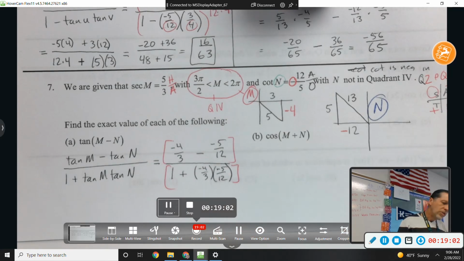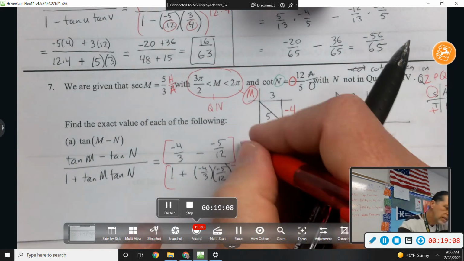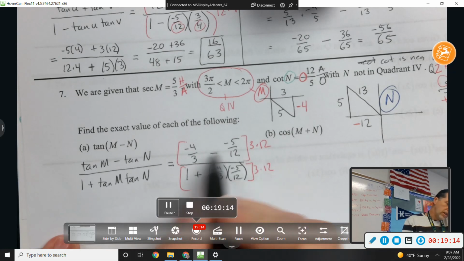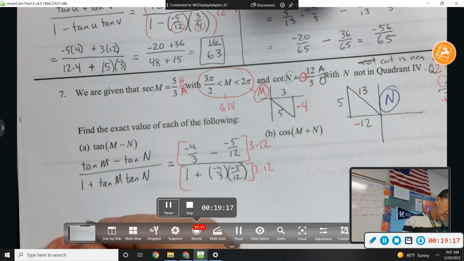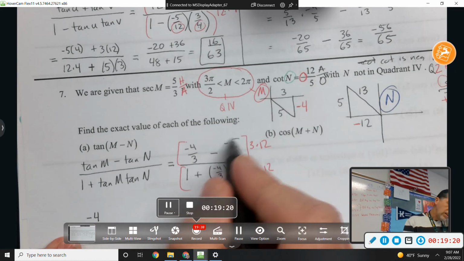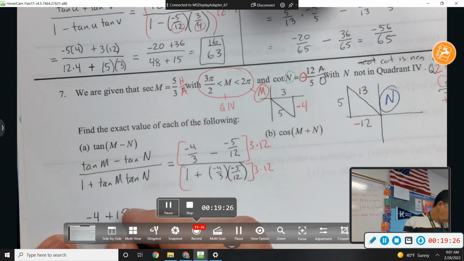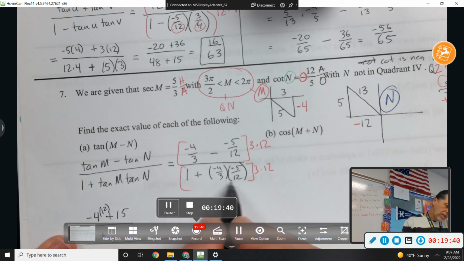So what should I multiply by to clear out all the denominators? 3 and 12. So the 3's cancel. I get negative 4. Negative negative becomes plus. 12's cancel. 15. Wait, what did I do wrong? Oh, I canceled the 3 but didn't multiply by the 12. Over 36 plus the 3 and the 12 both cancel, so 36 plus 5.